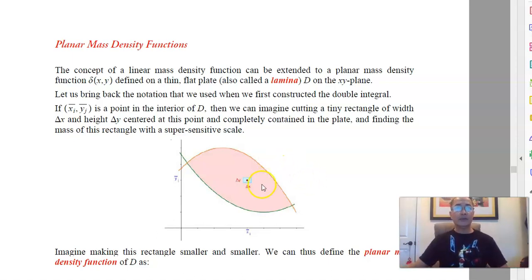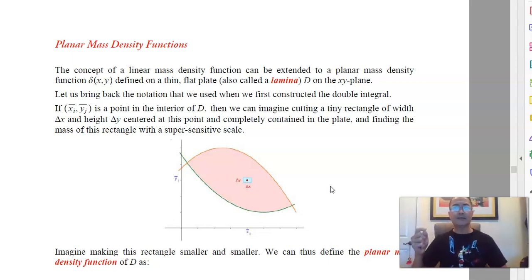Okay, so I'm using the notation that we used when we first constructed the double integral. We have a partition along the x, a partition along the y, and we have a representative point, xi bar, yj bar, in one of those little rectangles. In this case, it's the midpoint of that rectangle.